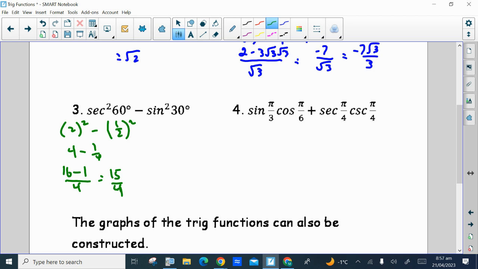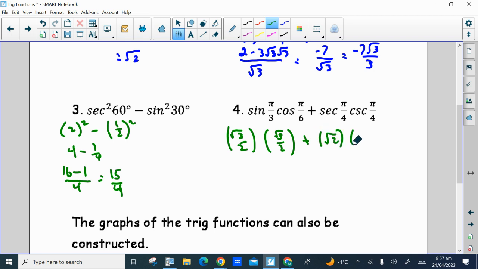Number 4, the sine of pi on 3, which if you look on the unit circle is root 3 over 2, times the cosine of pi on 6, which is also root 3 over 2, plus the secant of pi on 4. Well, secant is the reciprocal of cosine. Remember, the cosine was originally 1 over root 2. So when you take the reciprocal of that, you'll just get root 2.